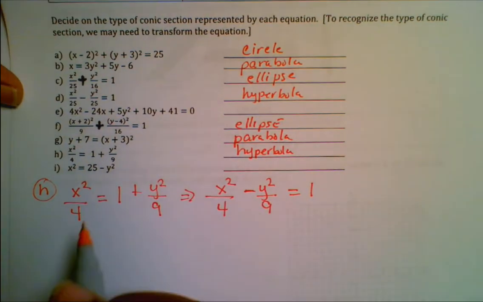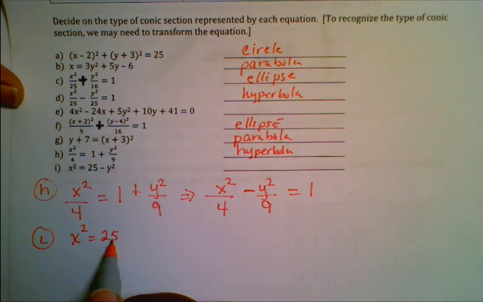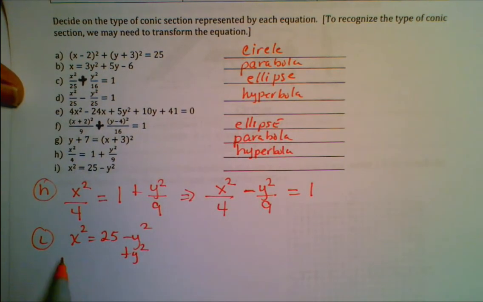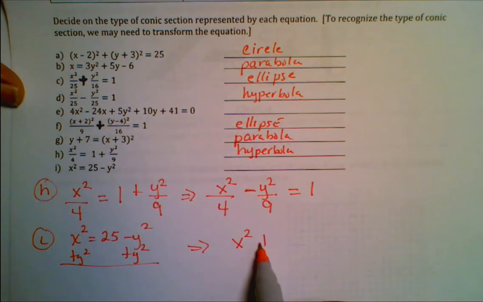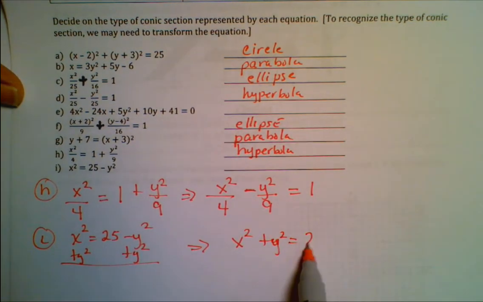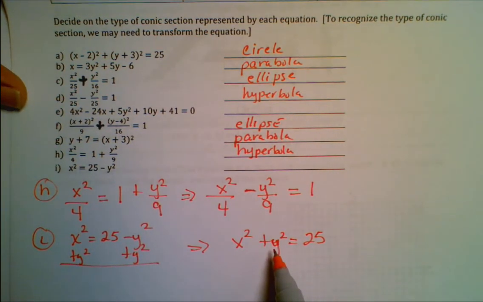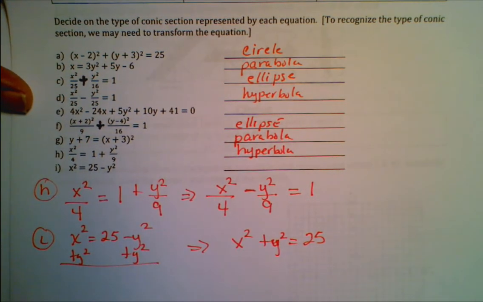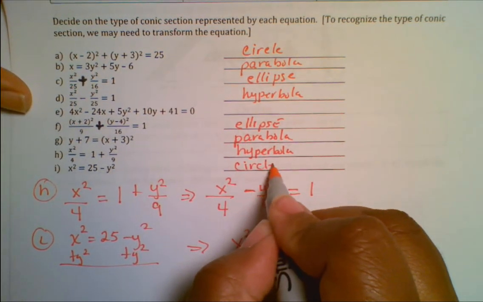For I, x squared is equal to 25 minus y squared. Let's add y squared to both sides. We have x squared plus y squared equals 25. Both the x squared term and the y squared term are positive, and also we have the 25. This would be a circle.